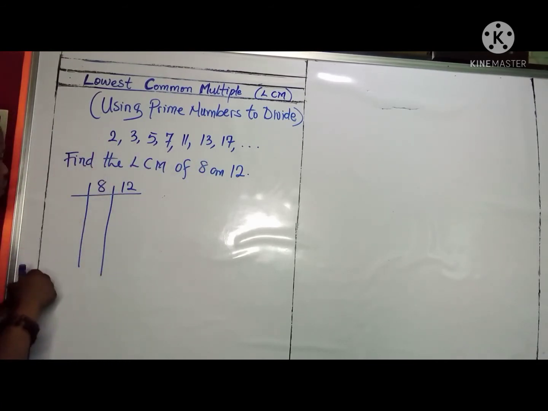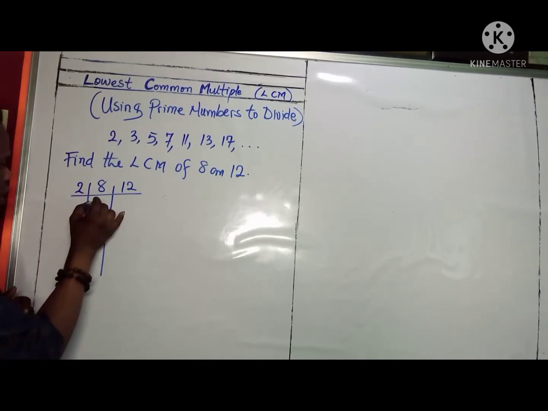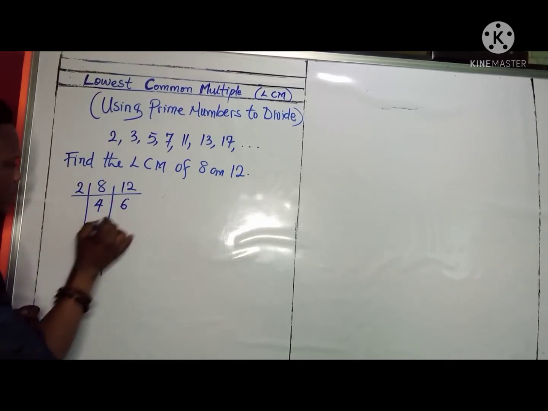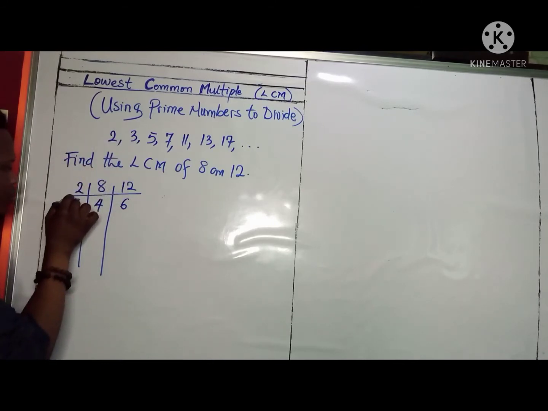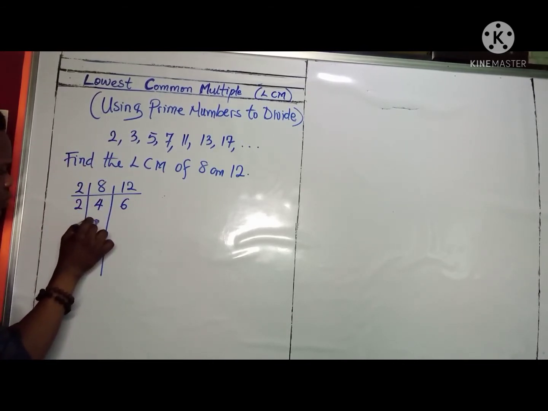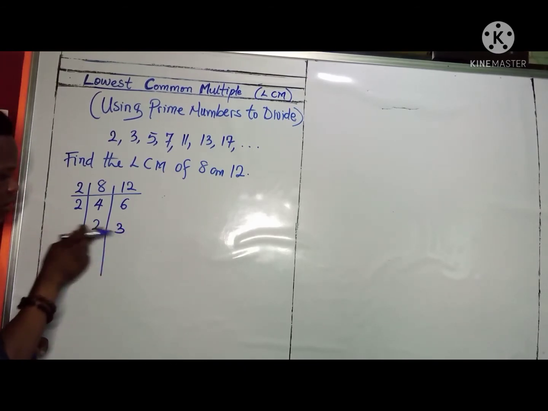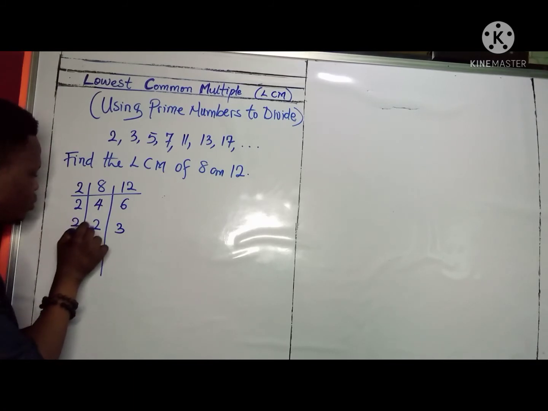Picking the first prime number, which is 2: 2 can go in 8 4 times. 2 can go in 12 6 times. 2 can still go again, so you can still use the 2. 2 can go in 4, 2. 2 can go in 6, 3. 2 can still go in one of the numbers, so we can still use the 2. So 2 in 2, 1.